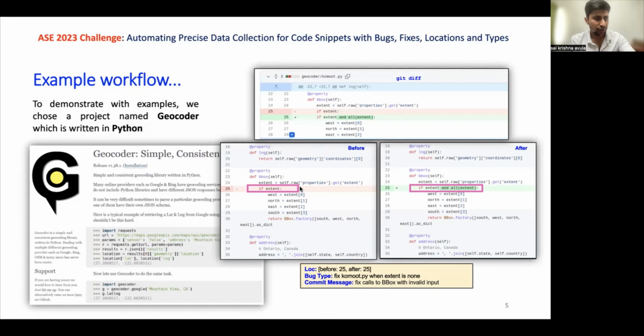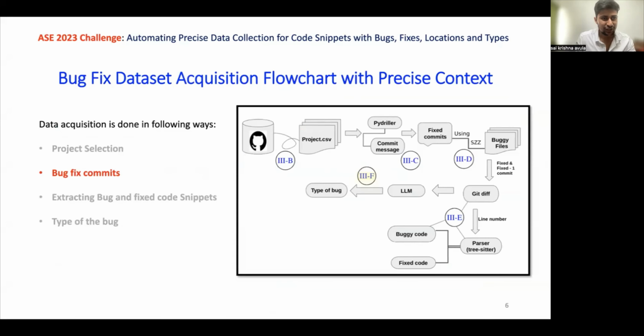And when you look at the context, we not only included the whole function, but also included the code surrounding the function, which typically is needed if there is a code change within the function definitions or return statements for better interpretation. And if the bug is present outside the function, we provided a context of file length above and below the bug. The next step in the flow after project selection is finding bug fix commits and buggy files.